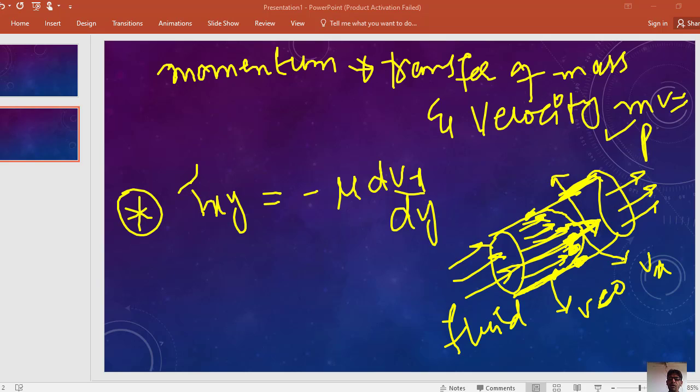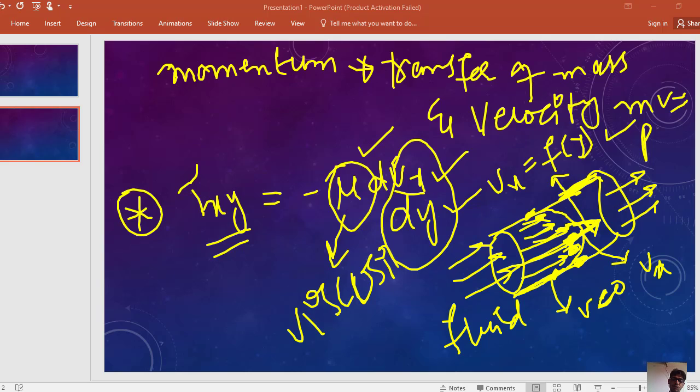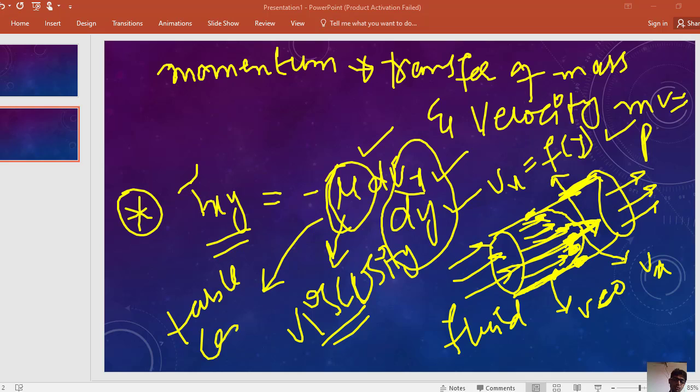So it means that Vx is a function of y, and Vx changes in the y direction, and this is the viscosity of the fluid. This is the shear stress in the y direction. This viscosity of the fluid can be obtained from various correlations and tables. So in momentum transport the velocity changes in the y direction.